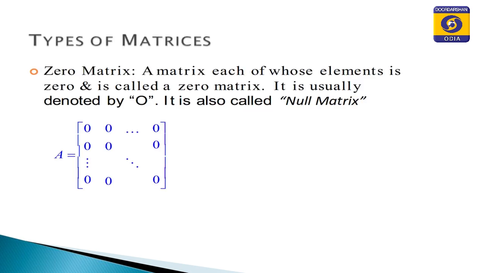Next is the zero matrix or null matrix. A matrix is said to be a null matrix if all the elements are 0. That means all the elements in the rows and columns are 0. This is an example of a null matrix.